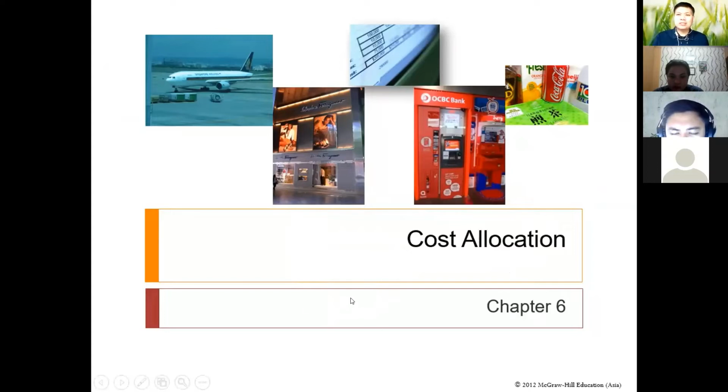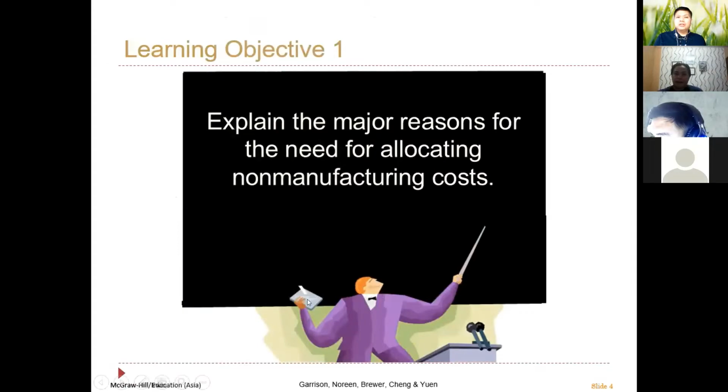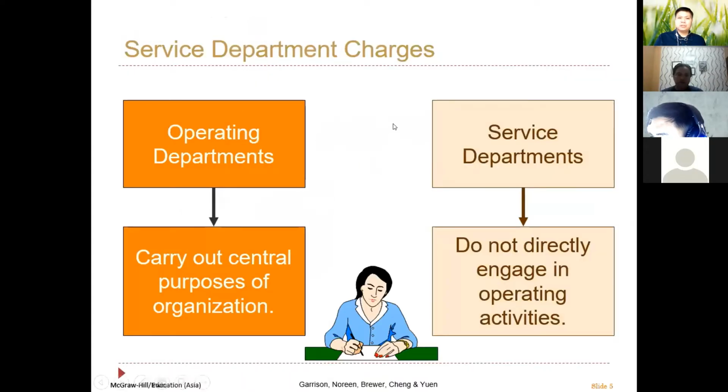This is now cost allocation. I'll start now, guys. Learning objective number one: we explain the major reasons for the need for allocating non-manufacturing costs. So let's have the service department charges.